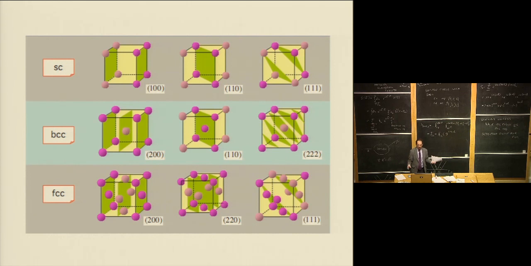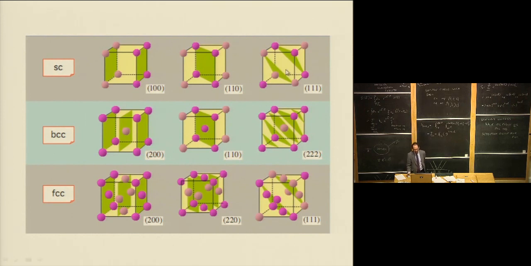Vaguely familiar, I hope. So now this is why 2, 0, 0 satisfies the BCC selection rule, whereas 1, 0, 0 doesn't. For BCC, the selection rule is that h plus k plus l should be even. That is true for 2, 0, 0. It is not true for 1, 0, 0. That's the origin of the selection rule. The selection rule is asking, when is this set of Miller indices actually a reciprocal lattice vector for this particular lattice? That's where it's coming from.